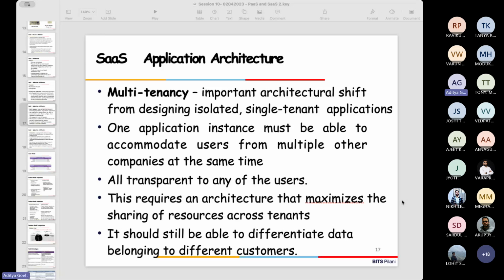Whatever the end users are using is the same. I mean, the same set of functionality is used by all sets of users. Of course, they can modularize or subscribe to the modules. Otherwise, it is the same set of functionalities which comes to the set of users.